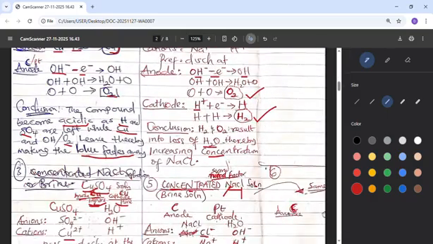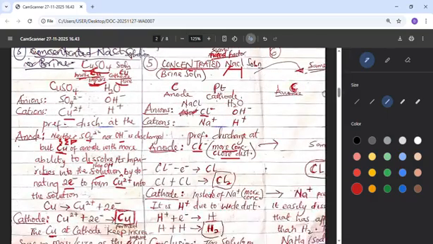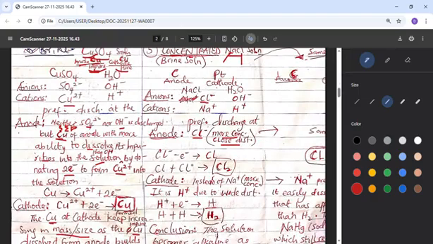So let's look at the other one. Before that, remember at the anode, that's where electrons are being lost. So the Cl⁻ will turn to Cl and the pair will give us chlorine gas, meaning that this is one of the products of this electrolysis.